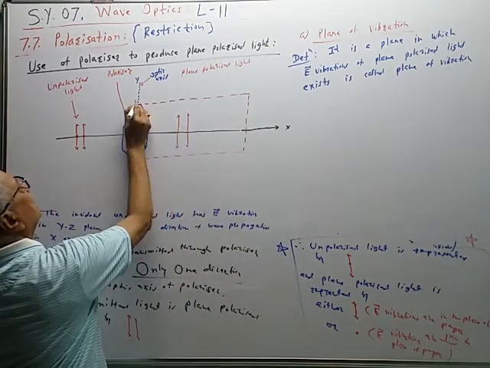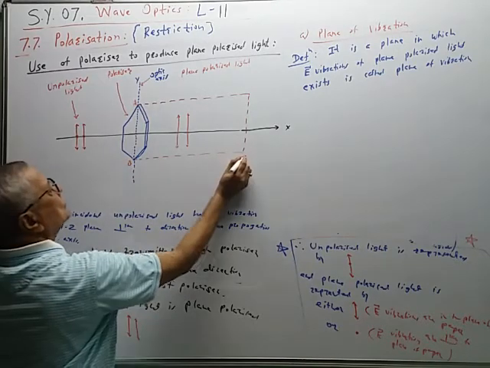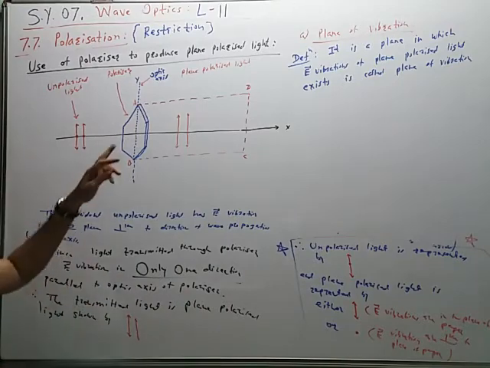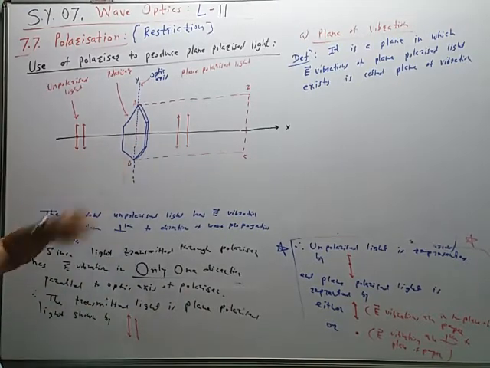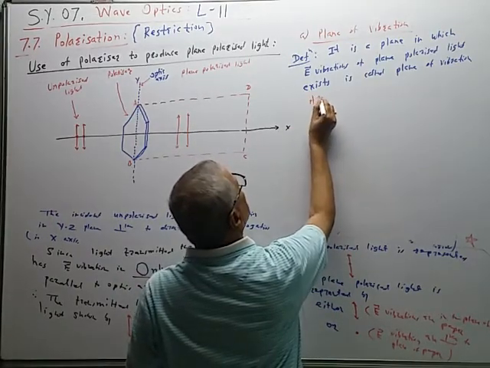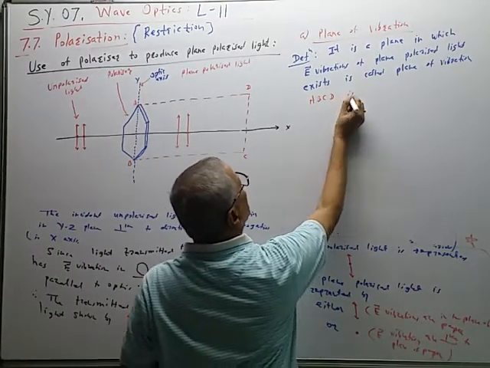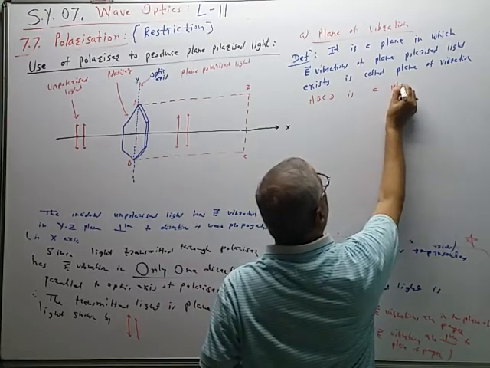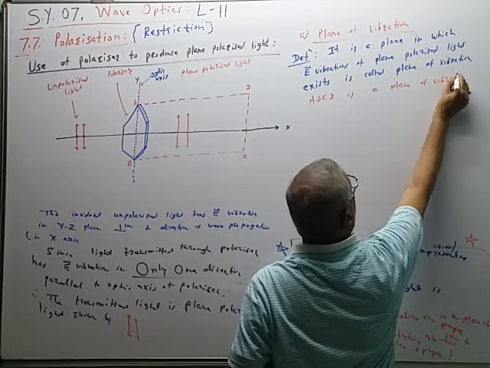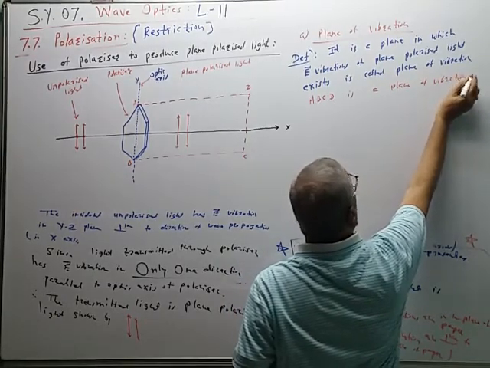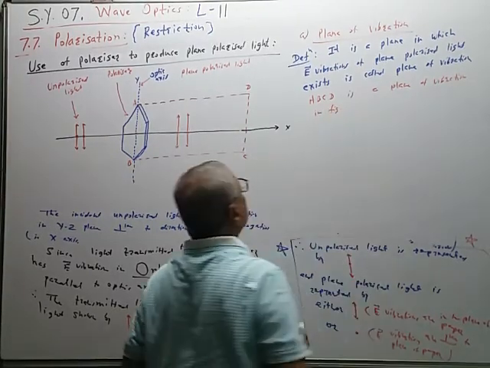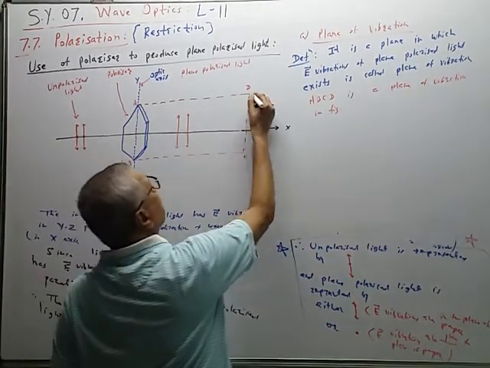So A, B, C, D. It is a plane in which the electric field vibration exists. Therefore, it is called a plane of vibration. A, B, C, D is a plane of vibration in the figure. So this is the plane of vibration.